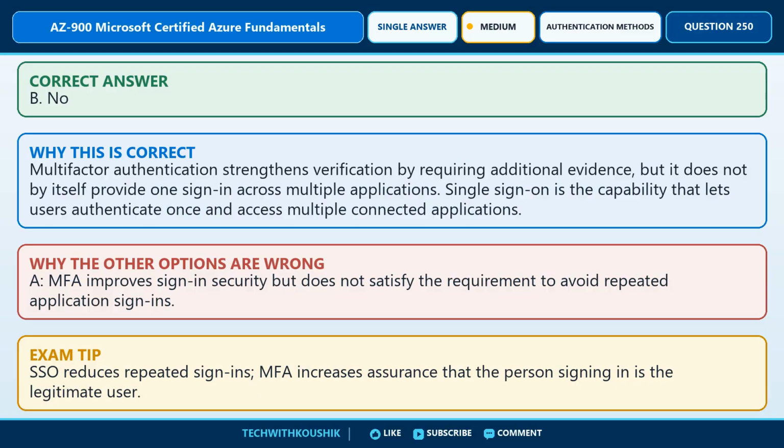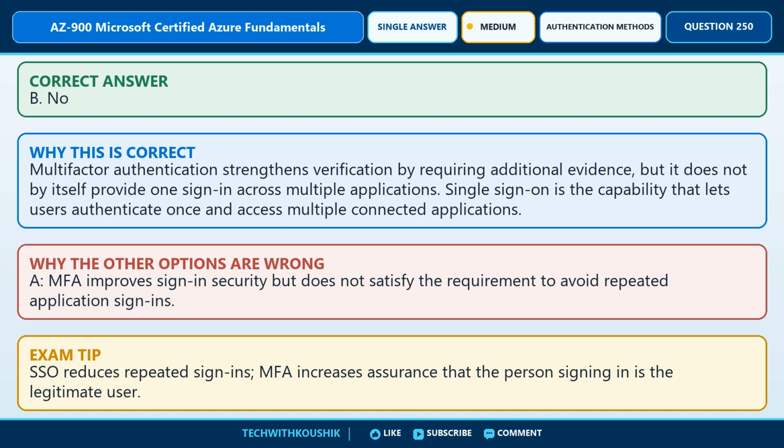The answer here is option B, no. This works because multi-factor authentication strengthens verification by requiring additional evidence, but it does not by itself provide one sign-in across multiple applications. Single sign-on is the capability that lets users authenticate once and access multiple connected applications.